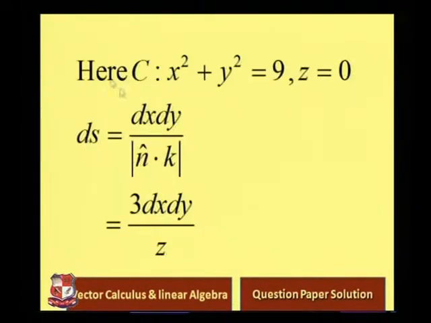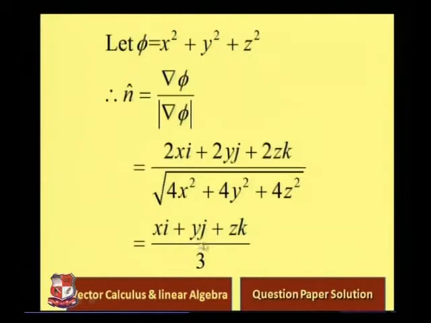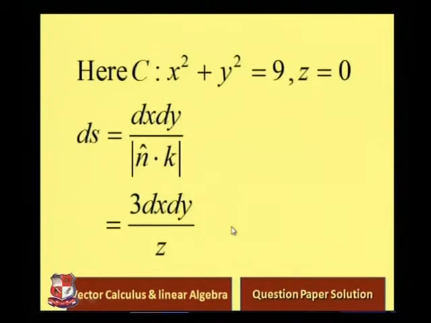Now here it is given that C is x square plus y square equal to 9 and z is 0. Now dS is dx dy divided by n cap dot k, and we already found n cap is xi plus yj plus zk divided by 3. So the denominator is z divided by 3, so 3 dx dy with dot product k, k into zk is z, so dS is 3 dx dy divided by z.